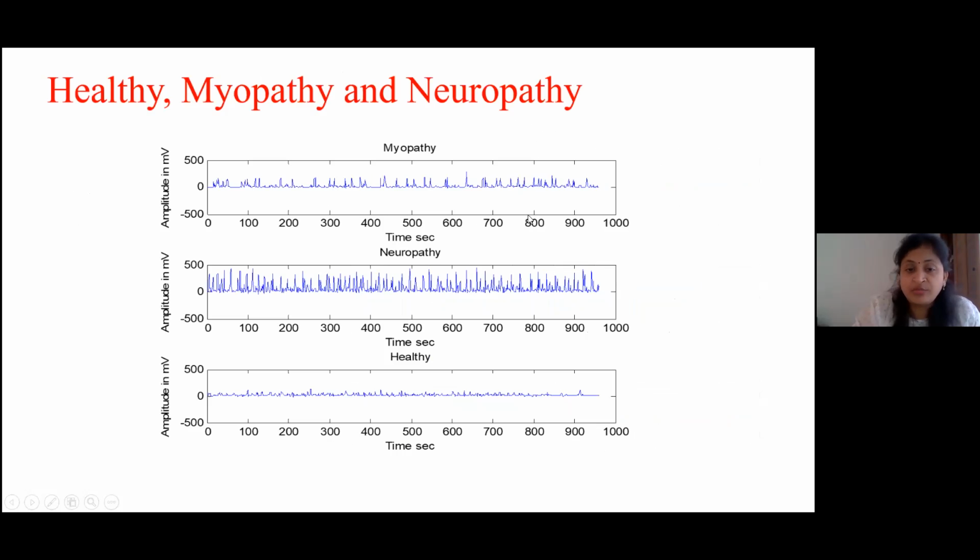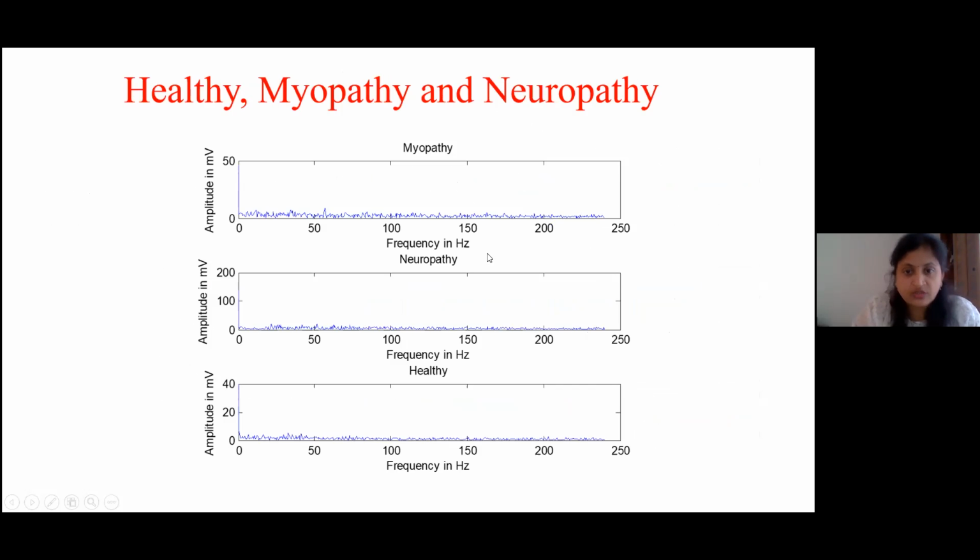This is again a healthy, myopathic and neuropathic condition, after full wave rectification. If you see the frequency domain analysis, here you can have the myopathic conditions. Very large frequencies are used, with amplitude greater than 100 in the frequency domain, while in healthy and in myopathy, they are the same.